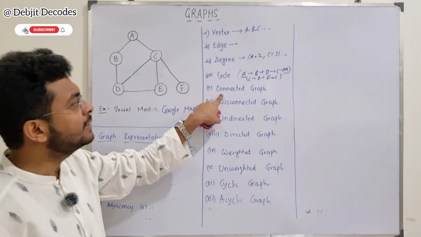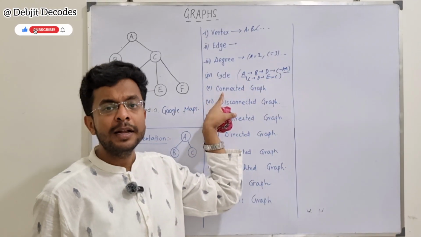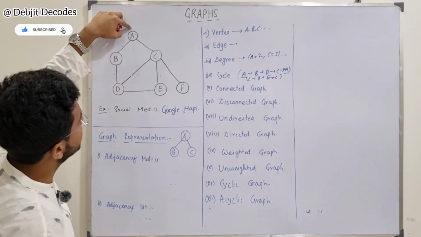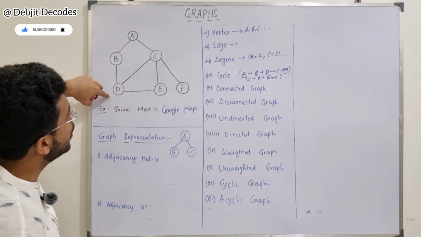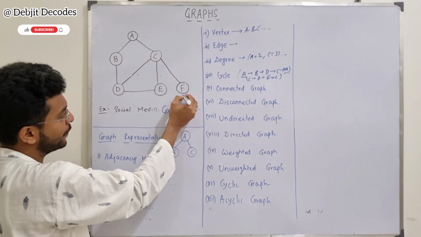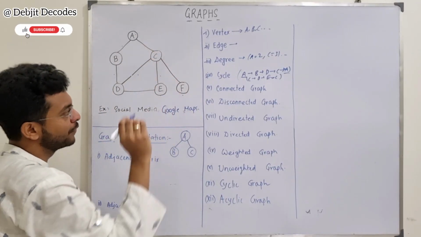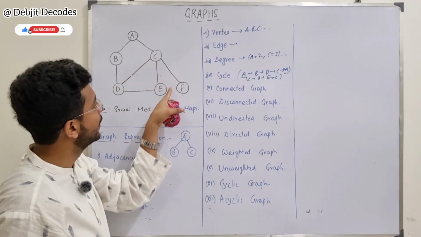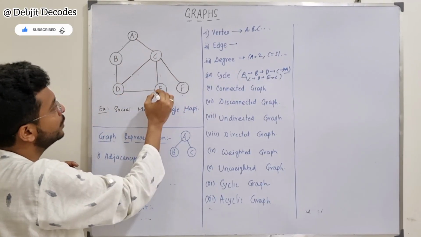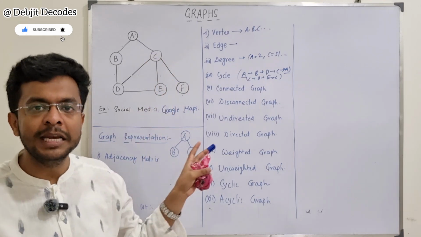Now, what is a connected graph? A connected graph simply means that all the vertices can be reached from one to another. For example, if you want to come to F, it can be reached from anywhere. You can come from A to C to F, or A to B to D to E to C to F. You can come via any path.